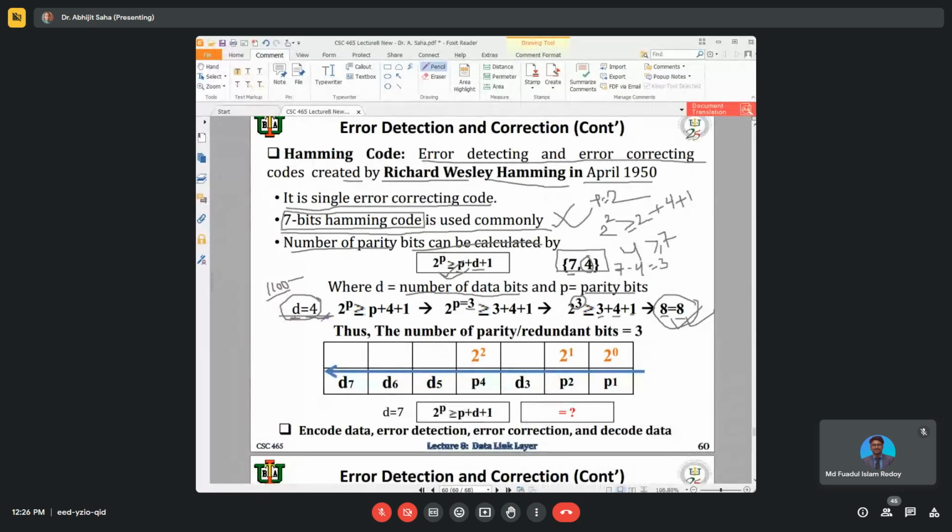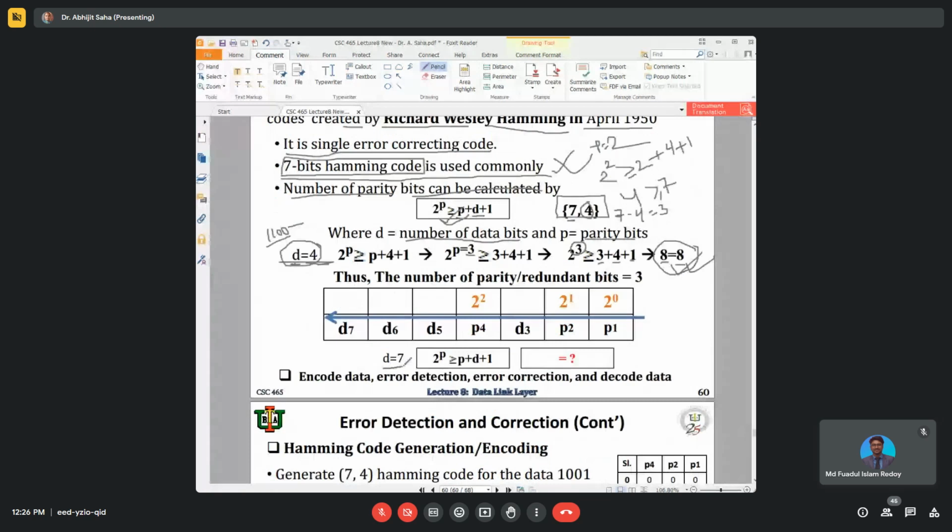Yeah. So is it clear? Yes, sir. Okay. So now I have given a problem here: if I have 7 bits of data, then how many parity bits are going to be there? Look, if you consider 3, 2 to the power 3 is 8. So 2 to the power 3 must be greater than or equal to P plus the 7 data bits. P is 3, so it is 7 plus 3 plus 1. How much do we get? We get 8 greater than or equal to 11.